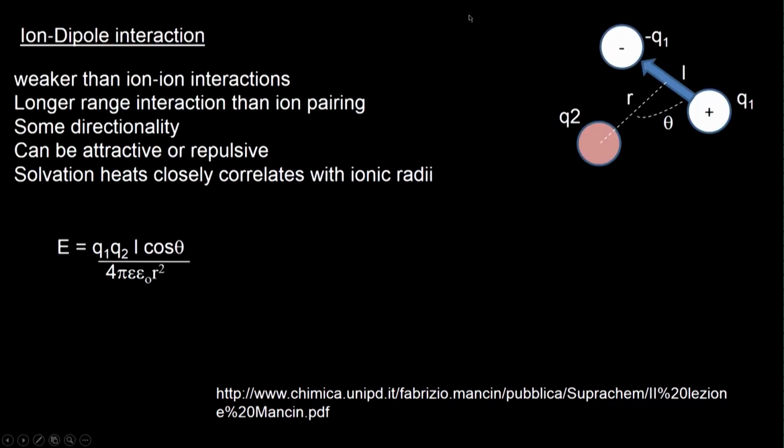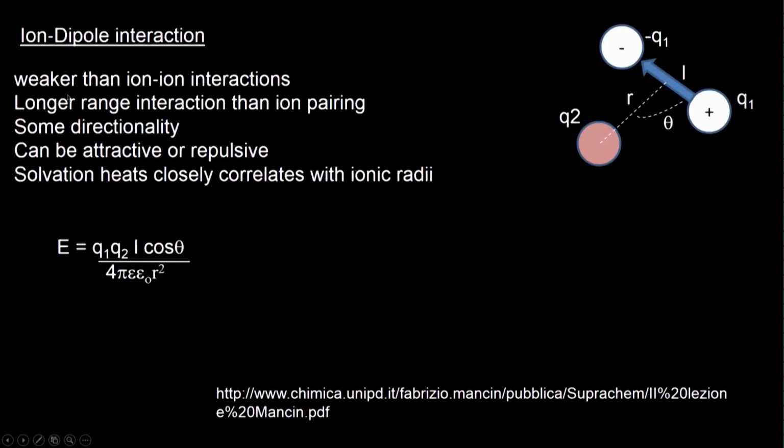Ion dipole interaction. You know what a dipole is. For example, water, HOH: the H's are forming plus, like a small magnet, and O is forming minus, so it is like a small magnet with minus and plus. That is the dipole, and then you have the ion of certain charge. These are weaker than ion-ion interactions, a long range interaction like ion pairing. Some directionality is there because the interaction can be attractive or repulsive. Solvation heat closely correlates with ionic radius.